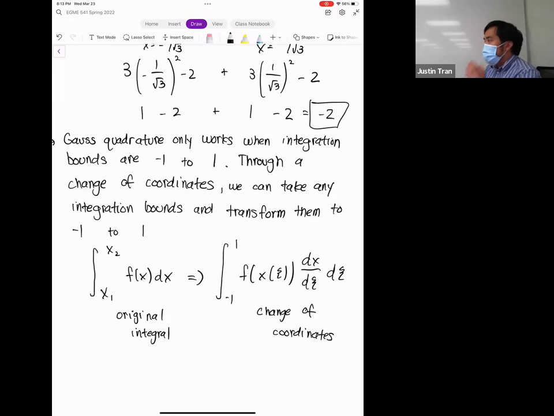The process usually goes, if you want to use Gauss quadrature for your integrals, is that you take your integral, you first transform it into what's called a standard form. You transform it into an integral from -1 to 1, and you take that standard form integral and you apply Gauss quadrature to that.